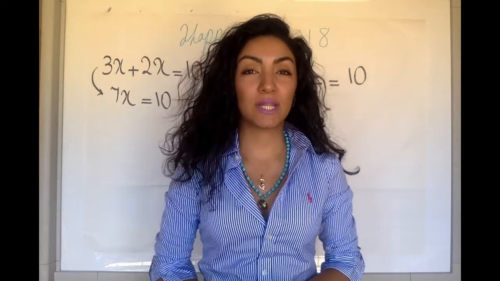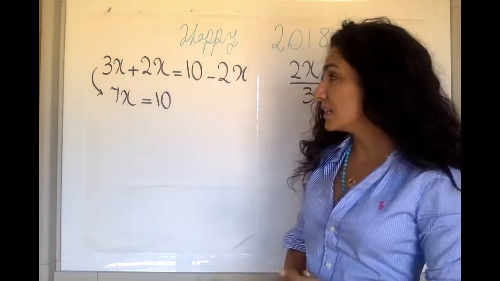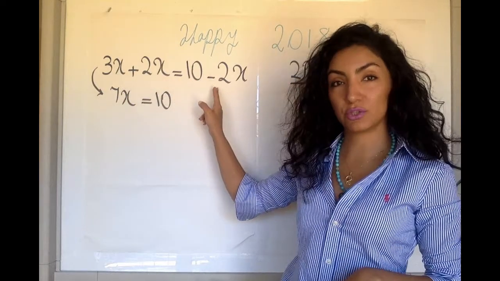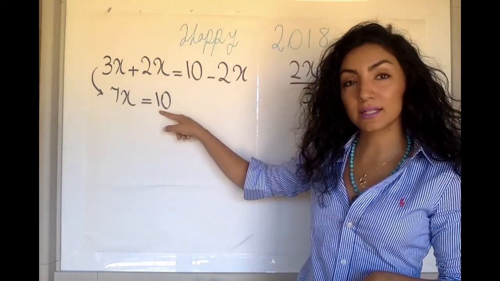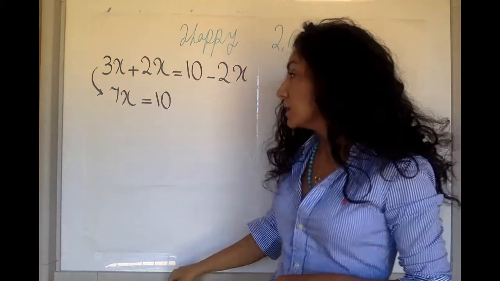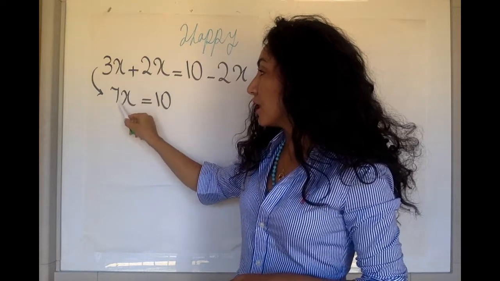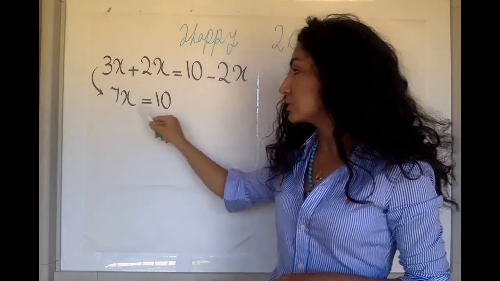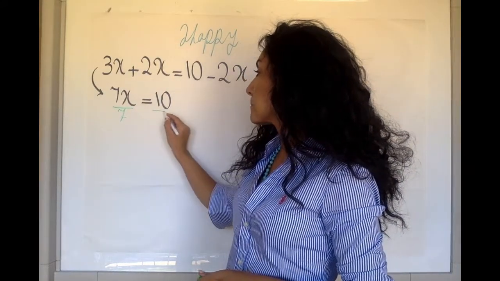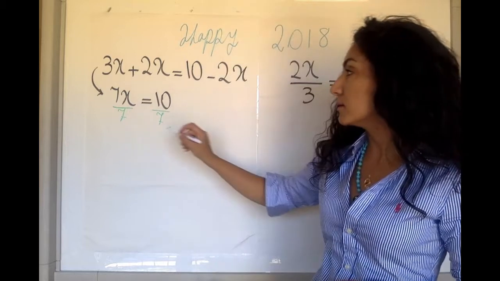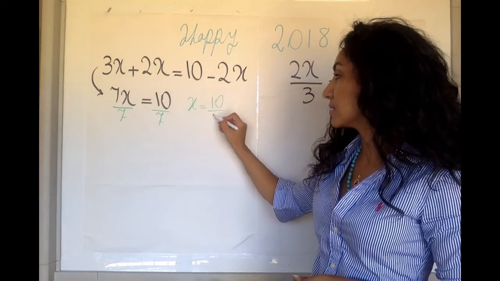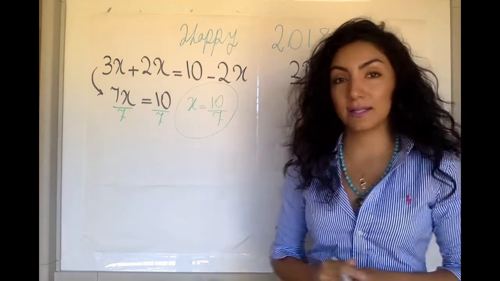First, let's see what we did last year in 2017. The last thing we did last year was 3x plus 2x equals 10 minus 2x. And we got to this point, 7x equals 10. Do you remember what we did afterward? When we wanted to find x, we had to divide both sides by 7, right? So we divided both sides by 7, and then what we got was x equals 10 divided by 7. That was our final answer.